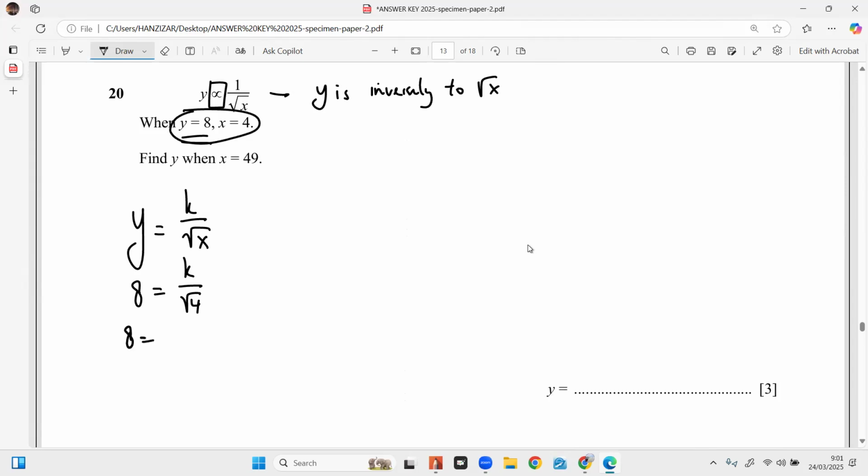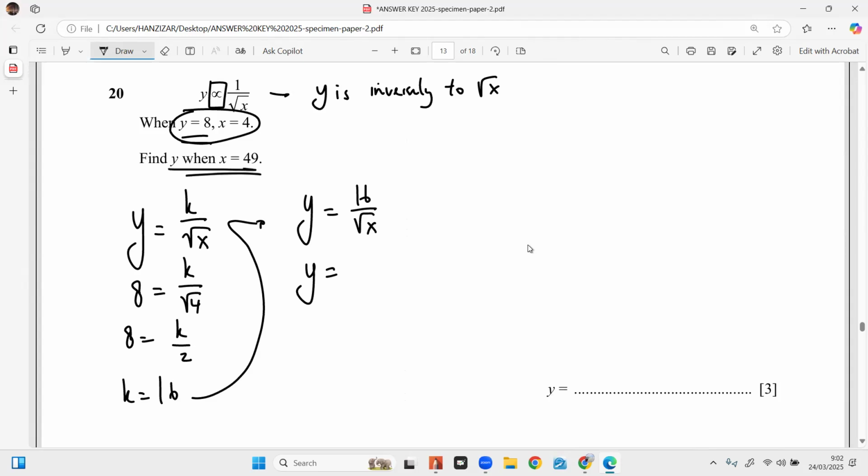So 8 equals k over 2. We get the k as 16. Back to the formula. 16 over square root x. Then find y when x equals 49, write down here. So 16 over 7.